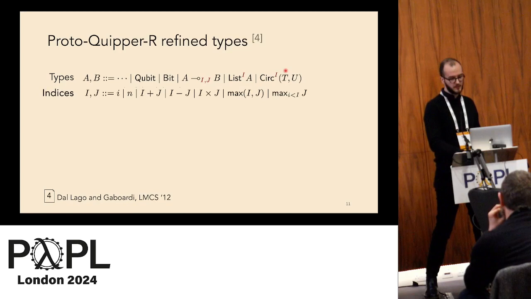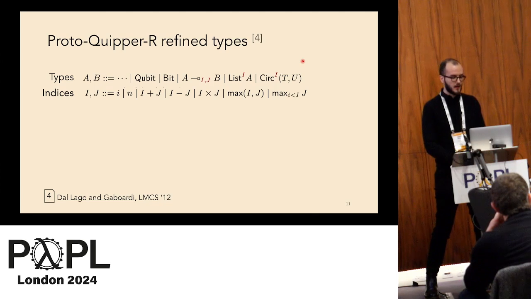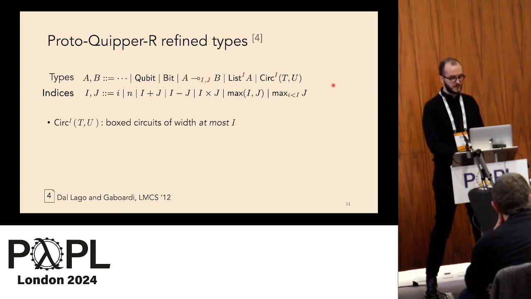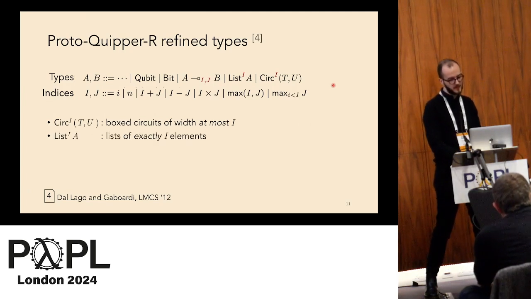One direction is that of refining types in the style of Lago and Gaboardi. And what we do basically is take key types and annotate them with indices, which are just arithmetic expressions on natural numbers and variables. So if you look at the grammar, this is a natural number, this is an index variable, which tell us some interesting information about the elements of this type. So for example, Circ I T U is the type of boxed circuits of width at most I, with input T and output U. List I of A contains lists of exactly I elements.